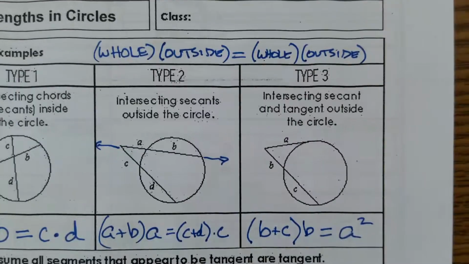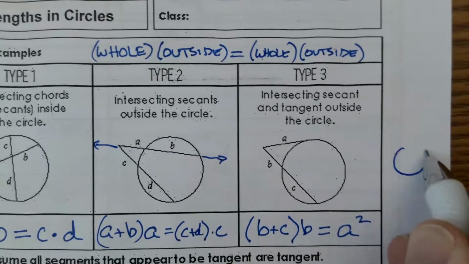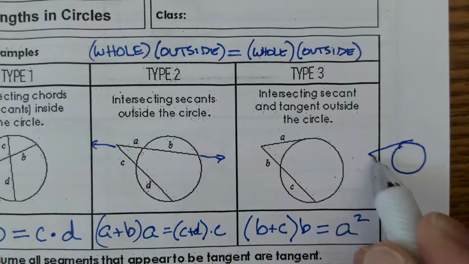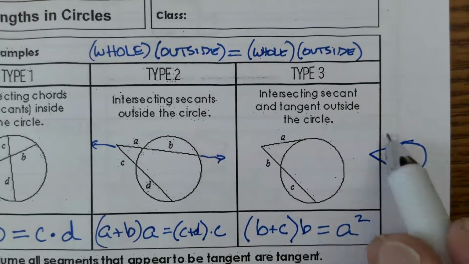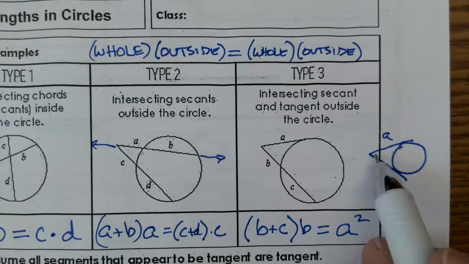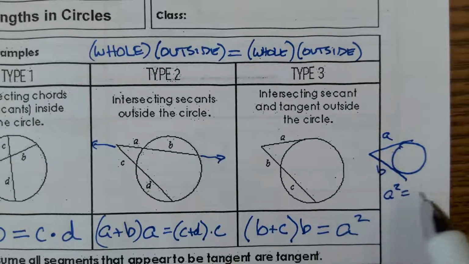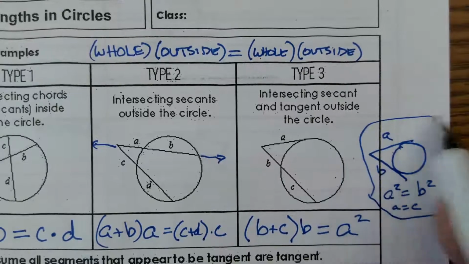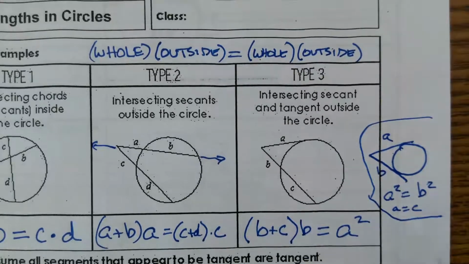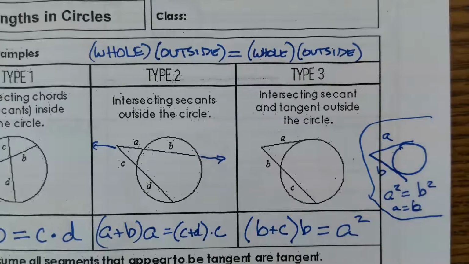In fact, this also works for the one we did last class. If I take a circle and 2 tangents, and I label this A and this B, I could call it whole times outside, or A squared equals whole times outside, or B squared, but that just simplifies to A equals B, which is the way we learned it. Not C, A equals B. So whole times outside equals whole times outside works for all 3 of these. If you just need to memorize or pull out of your memory one theorem, that's the one.